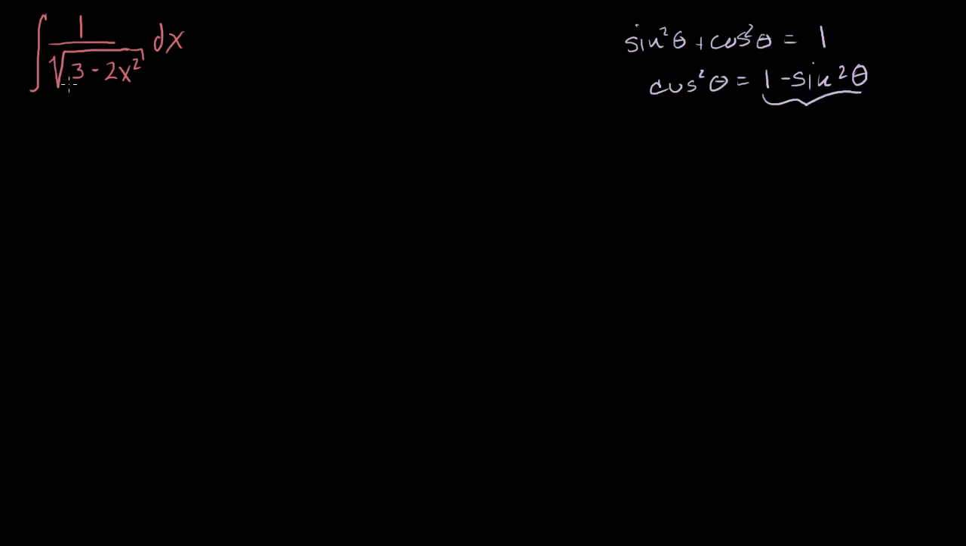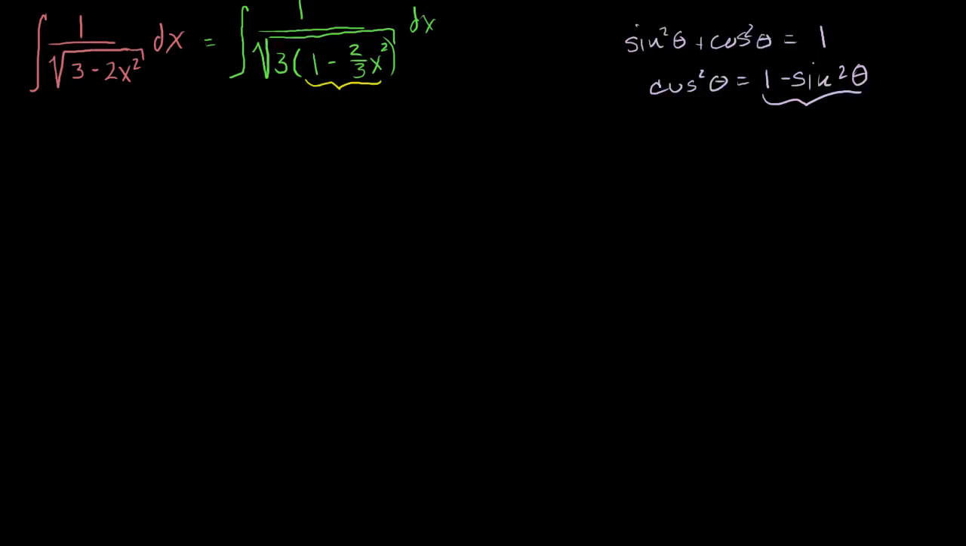So the first thing, I would like to have a 1 here. At least that's how my brain works. So let's factor out a 3 out of this denominator. This is the same thing as the integral of 1 over the square root of 3 times 1 minus 2/3 x squared. Nothing fancy here, I just factored the 3 out of this expression. But the neat thing now is this expression looks a lot like that expression.